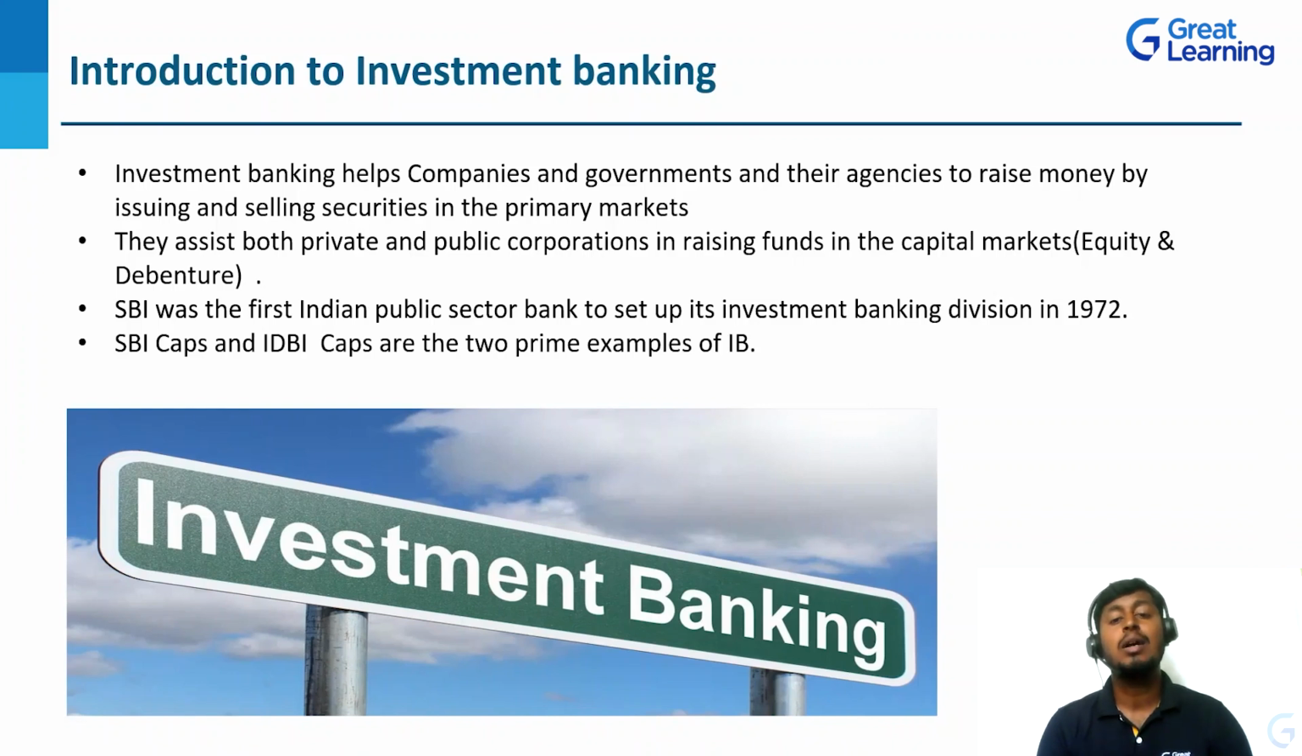So in investment banking, they help public and private corporations or private companies to raise equity and debt funds in the primary market. SBI was the first Indian public sector bank to set up its investment banking division, in 1972. So for the first time, the State Bank of India introduced investment banking in India in 1972. The first branch was opened in 1972 under the SBI. SBI Caps and IDBI Caps are the two prime examples of IB, that is, investment banking. These two are the best examples of investment banking.